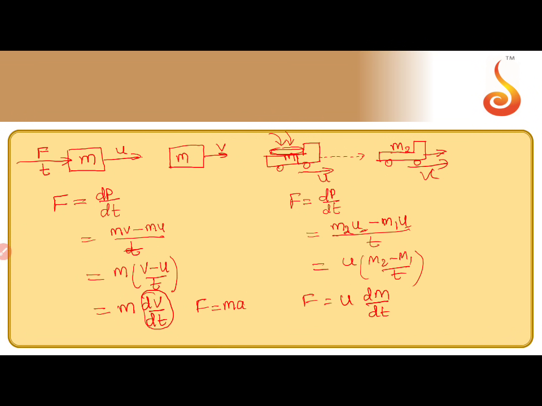Now, let me give an example for this. During the launch of the rocket, there will be a multi-stage rocket. There are three fuel chambers. As the fuel burns and the exhaust comes out, the mass of the rocket will keep on changing. But the rocket should move with a constant or a uniform velocity. Then you can use this relation.